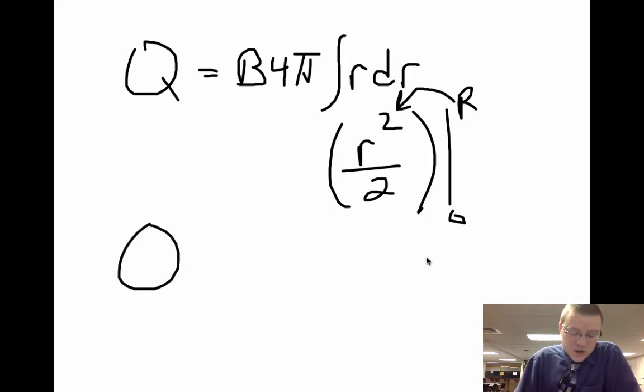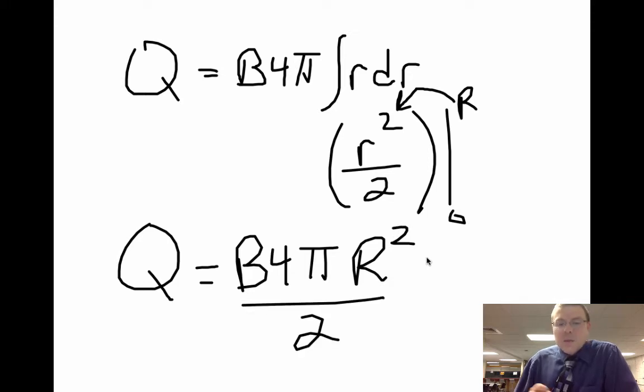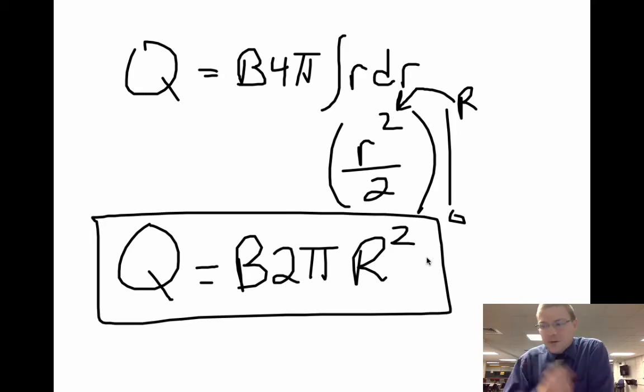So the charge that I have is going to be b times 4 pi big R squared over 2. But we can do one more simplification. I can get rid of the 2 and the 4 and be left with that. So b is a constant, 2 is a constant, pi is a constant, and R is the radius of our sphere. So the total charge on the sphere is this equation.